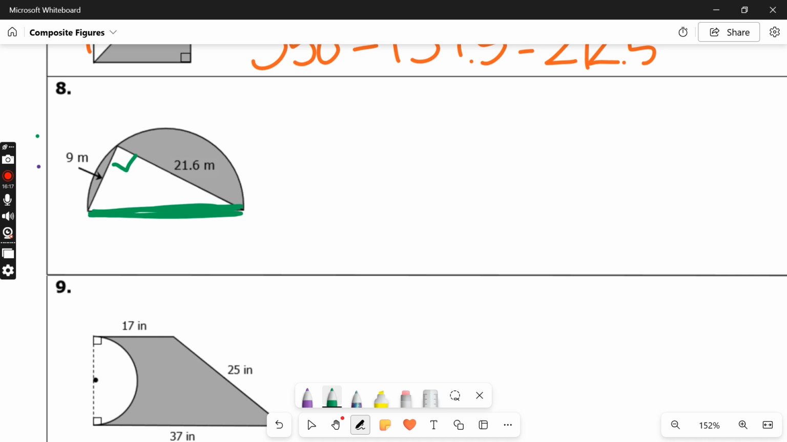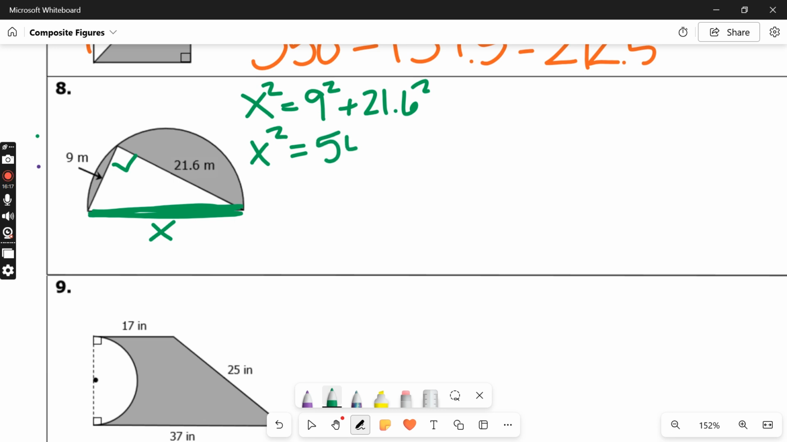So my first thing is going to be Pythagorean theorem. So I do need to find this side first. So this is the hypotenuse. So I'm going to say x squared is equal to 9 squared plus 21.6 squared. When I add those together, I'm going to get 547.56. And then I'm taking the square root of that. And when I take the square root of that, I get 23.4. Okay, so this entire side is 23.4.